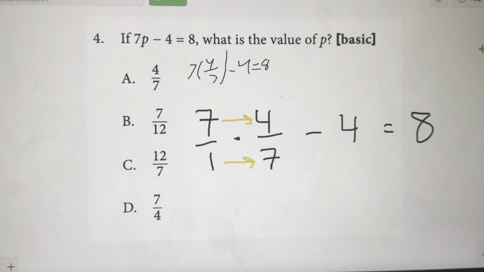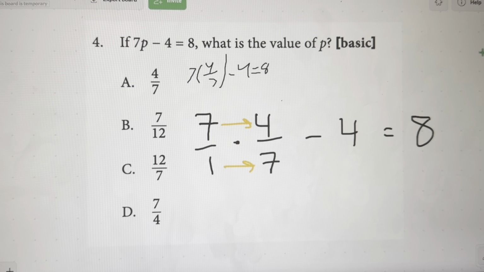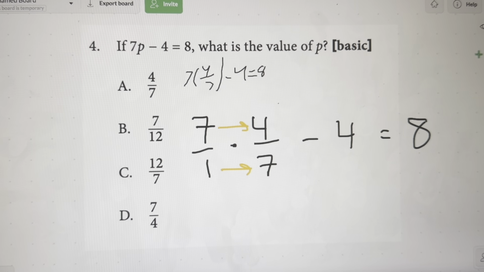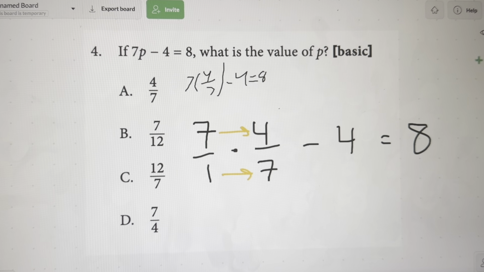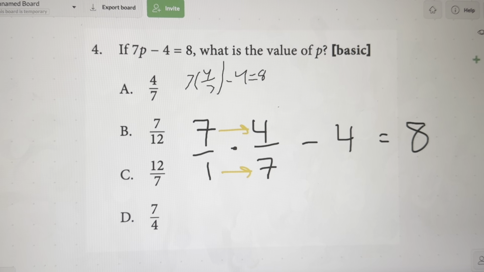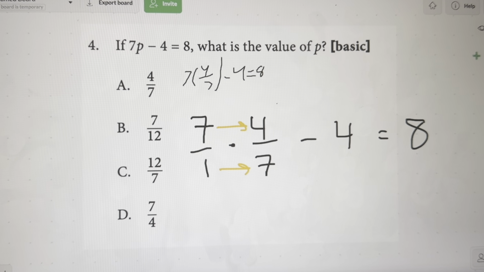Potentially, you could also cancel out the 7s here because you got a 7 in the numerator and a 7 in the denominator. You're just dealing with multiplication. Cancel stuff out. Anyway, let's do that. So let's do 7 times 4.